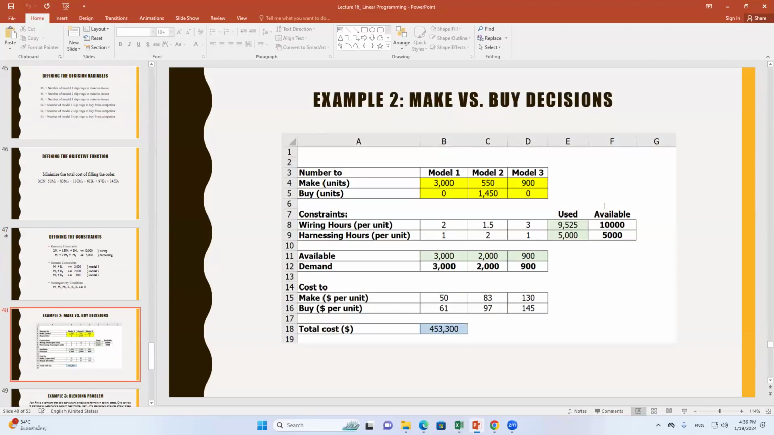And also you can construct the spreadsheet. We have the number that you would like to produce, model 1, model 2, model 3. We will make or we will buy. We combine making by your company and buying from another company. How many model 1 will you make by yourself? How many model 1 do you buy from another company? Then you mix these and find the optimum. This total cost should be okay.